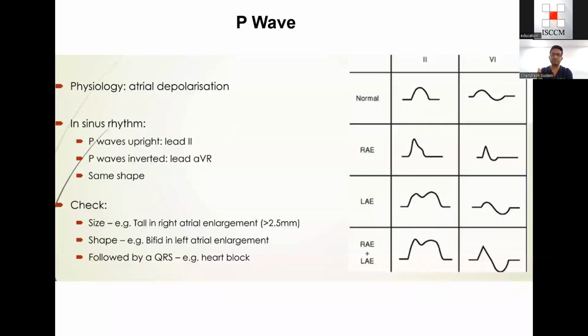If you look at the different P wave morphologies, in lead 2 the P wave looks like an upright deflection, while in lead V1 you will see both positive and negative. In sinus rhythm, the P waves are always upright in lead 2, while always inverted in aVR. You should also check the size and shape, and always check whether it is followed by a QRS complex or not. If the P wave is not followed by a QRS complex, there is a high possibility that this patient can have AV block.